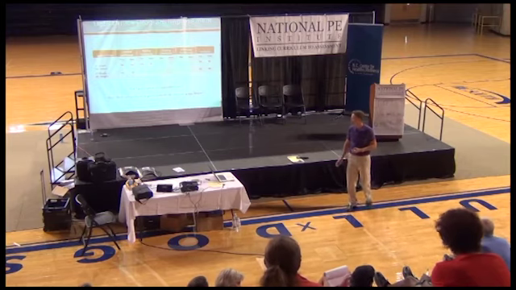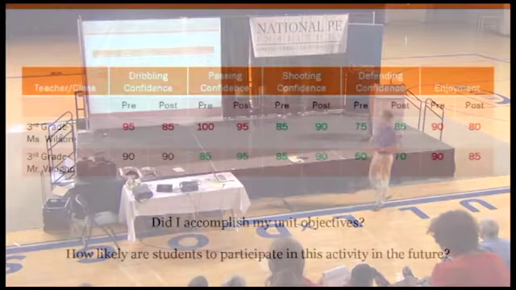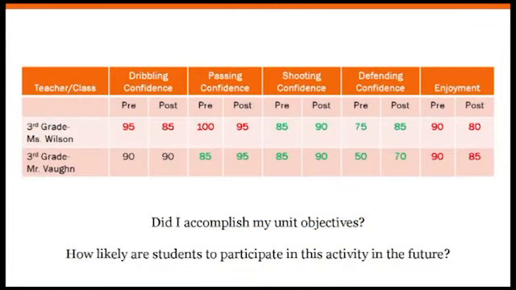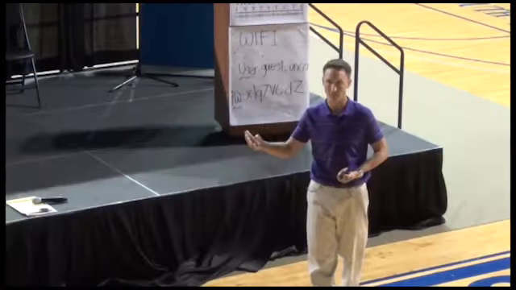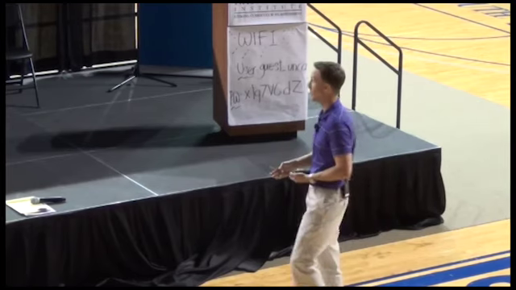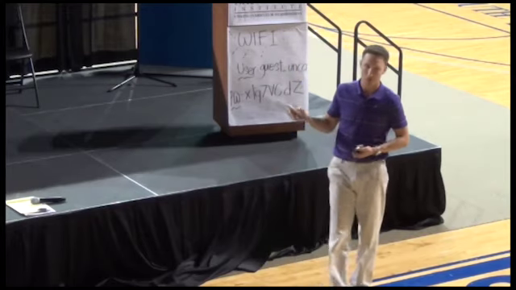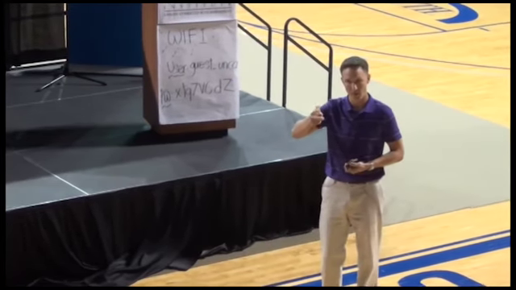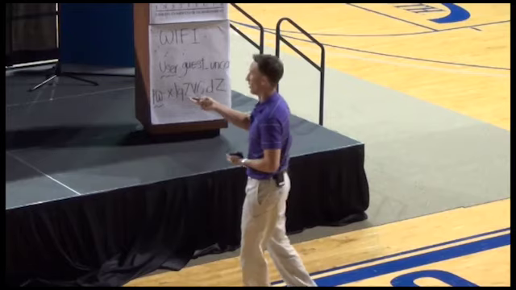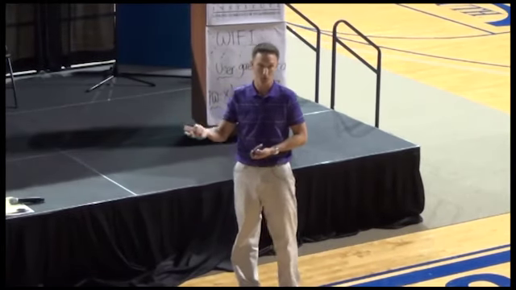So here's another example. This is now at the classroom level. We've got 2 third grade classes, Mrs. Wilson and Mr. Vaughn. And we've got our basketball unit again: dribbling, passing, shooting, and defending. All of these are confidence scores, and we have an enjoyment score too. This is the percentage of students that responded in the positive. I am confident, or I am very confident in my dribbling skills, passing, shooting, defending. The red numbers will show you where a pre-post for that unit went down, and the green numbers will show you where the pre-post went up.